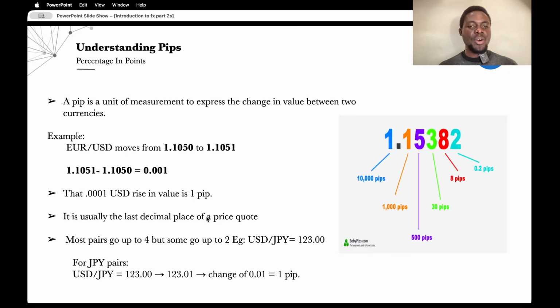It is usually the last decimal place of a quote price. Most pairs go up to 4, but some go up to 2, and some 3. Like the USD JPY is just 2. So for that one, 123.00 to 123.01 is a 1 pip movement. Do you get it now? Good. So for the ones with 5 decimal points, the last number is a pipette. The fourth number is a pip. The third number is tens of pips. The fourth number is hundreds of pips.